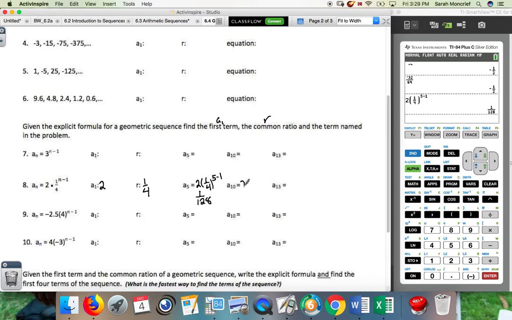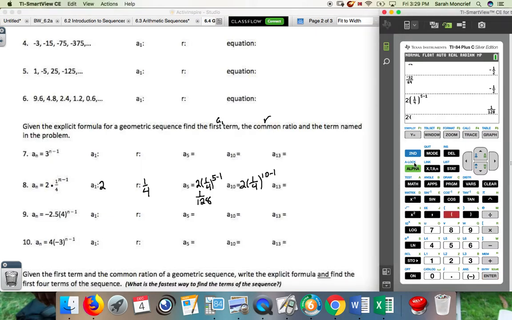Alright, now let's do a sub 10. Why not? We'll have 2 times 1/4 to the 10 minus 1. Alright, so that's kind of gross. You can't really determine what my fraction is based on that, and I'm still not going to make you solve all of that by hand.